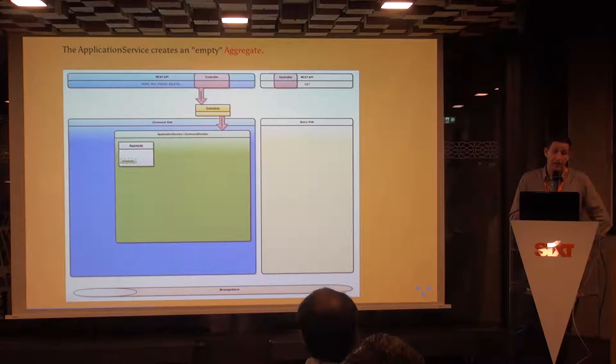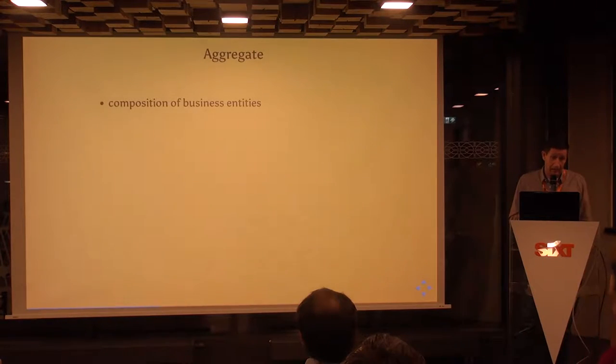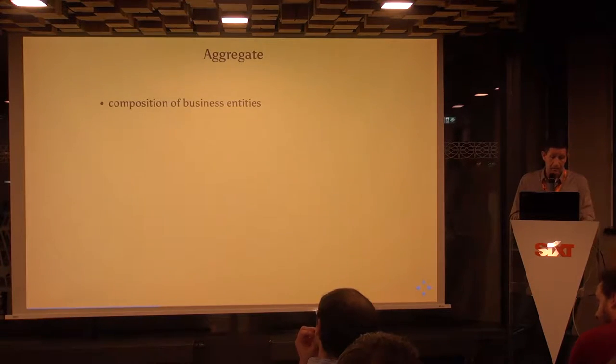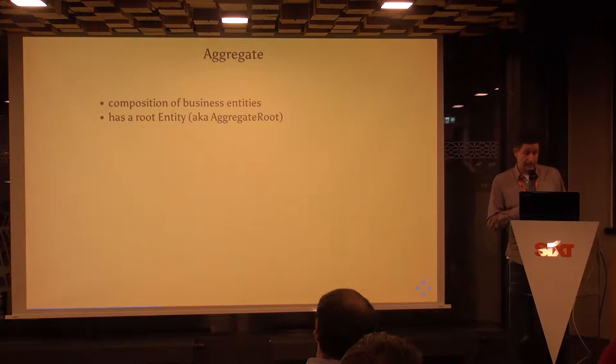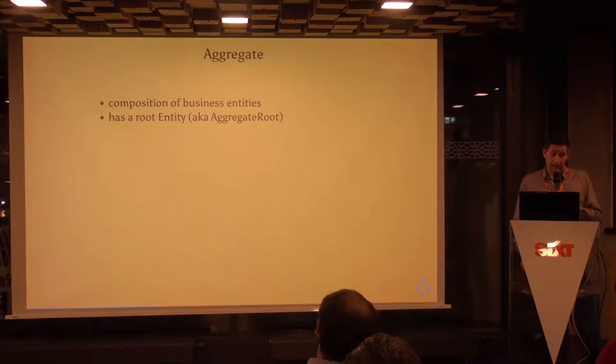the application service would create an empty aggregate. This is basically our implementation. You can also do it differently. But what's an aggregate, after all? It's a composition of business entities, a tree, basically. It has a root entity called the aggregate root. These are, again, DDD terms, just to mention it.